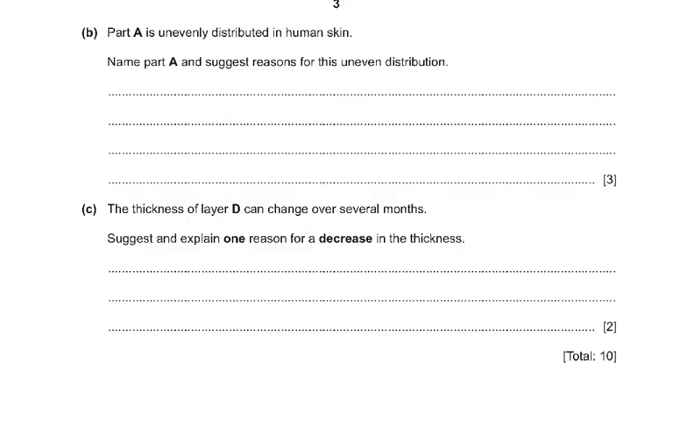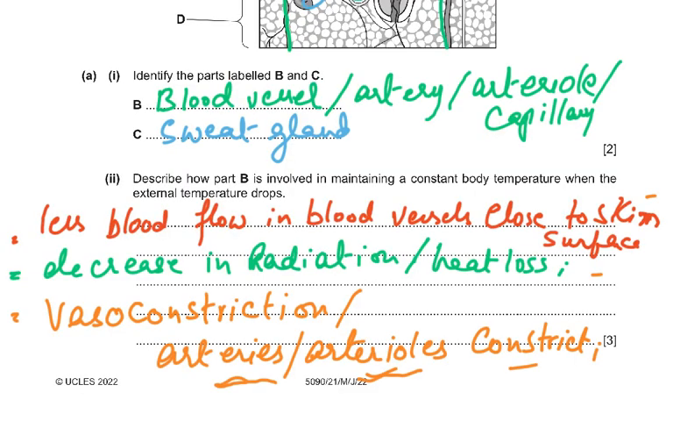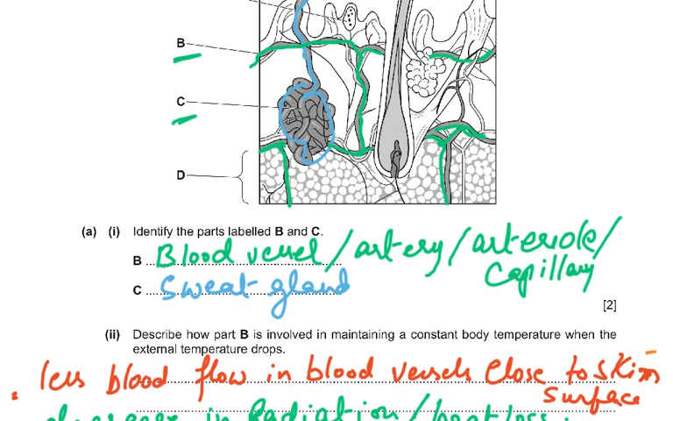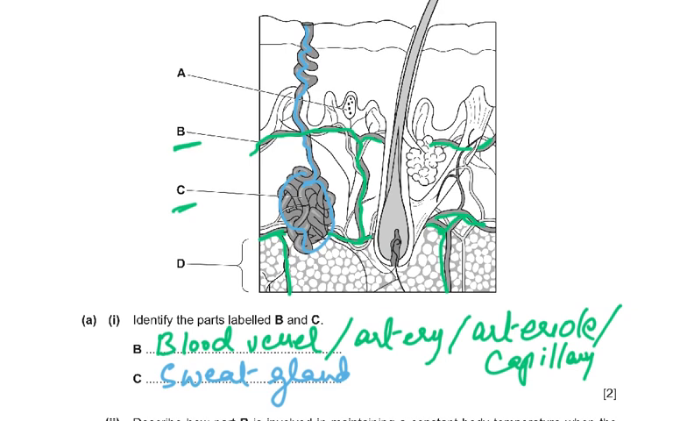Then coming to the B part of the question: part A is unevenly distributed in the human skin. Name part A and suggest reasons for this uneven distribution. Now what was part A? Part A is a receptor. Let's look at part A. Yeah, this is part A. It's a receptor. The receptors can be for anything.